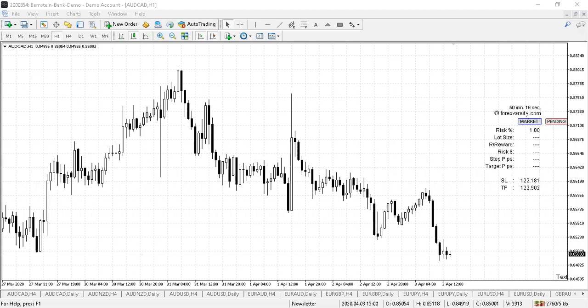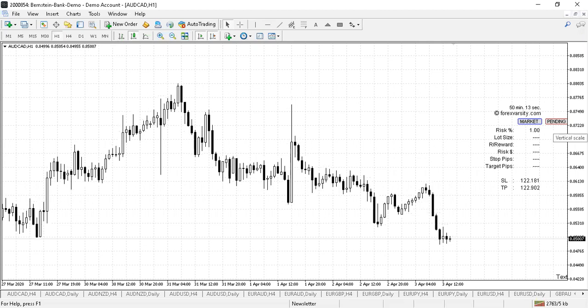So obviously, whenever you place a trade, there are three things that we have to bear in mind, or three levels. There's an entry point, there's a stop loss, and a take profit.